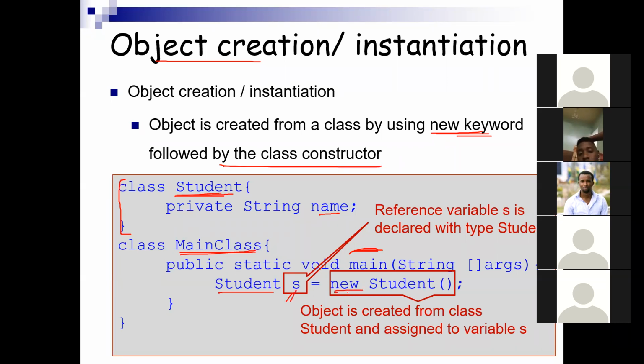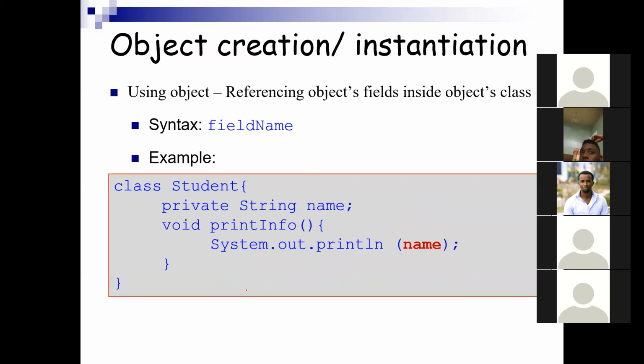Then we use the new keyword. So this is a reference variable which is declared using the type Student, and the object will be created from class Student, and that object which will be created will be assigned to a variable s, which is of type Student as well. So when you use the object, we can reference the field of that object inside the object's class.